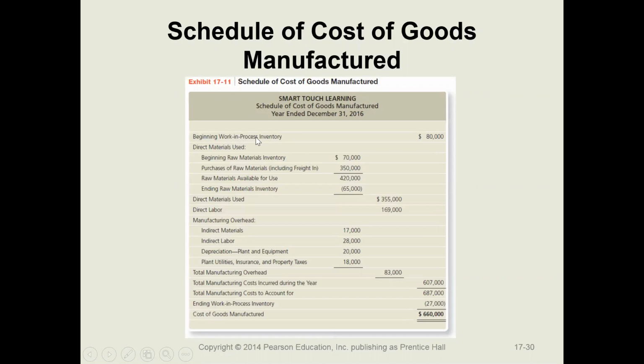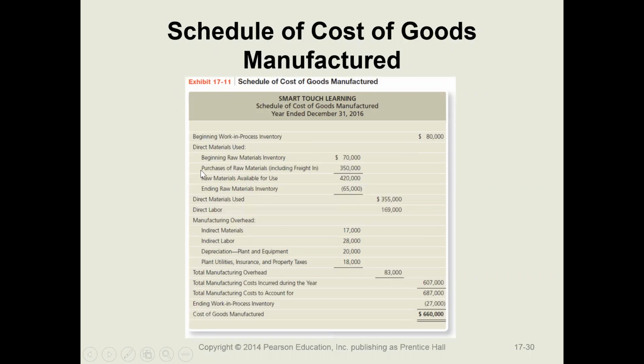Again, work in process inventory is inventory that we started working on, but we have not yet finished. Okay, so at the beginning of the period, all those items that we have been working on but didn't finish by the end of the period, that becomes the beginning work in process for this year in this case. Yeah. Then we add direct materials used.